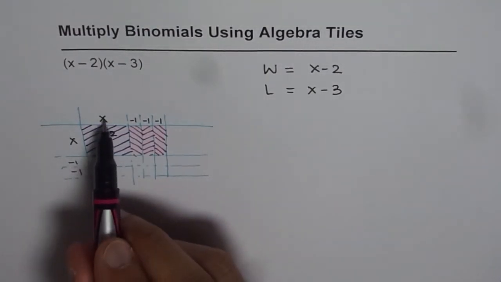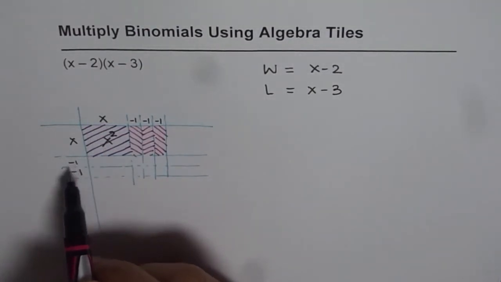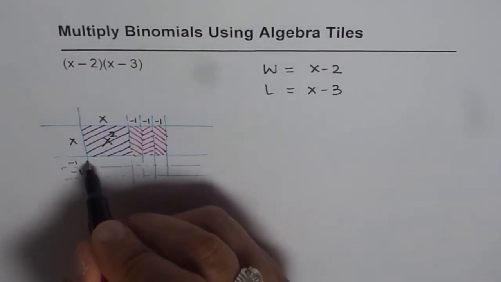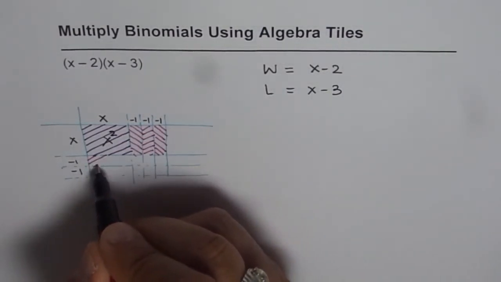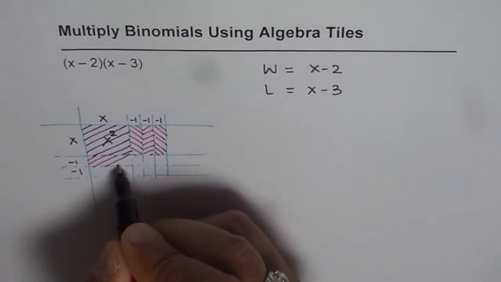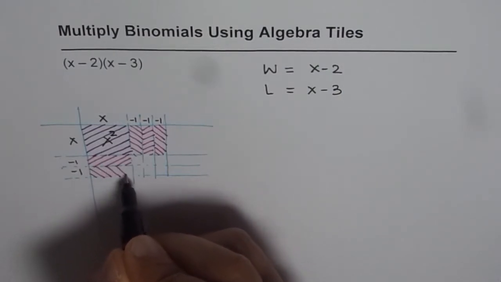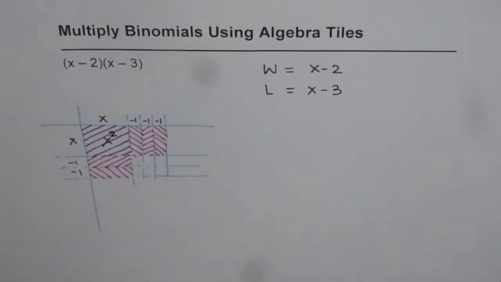Then again, we have x times minus 1. So that is also minus x. So for minus x, let me shade this with the red minus x tile. And here is another red minus x tile. So these are the red minus x tiles.